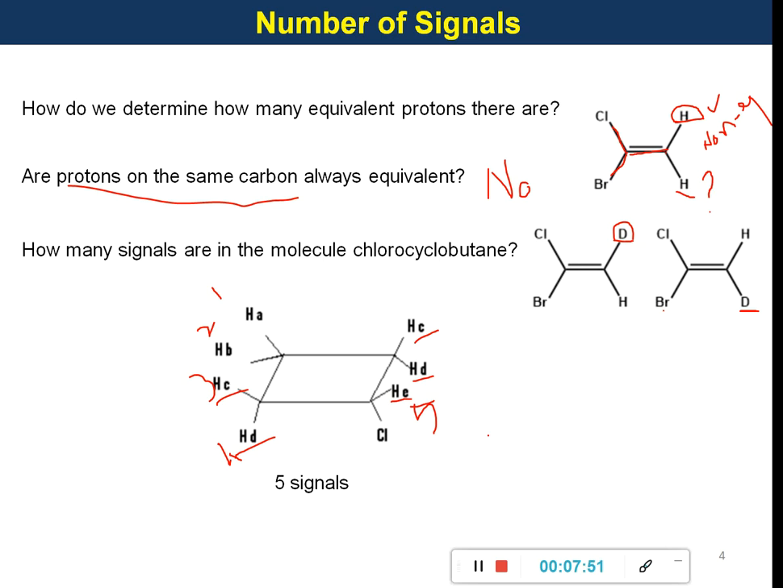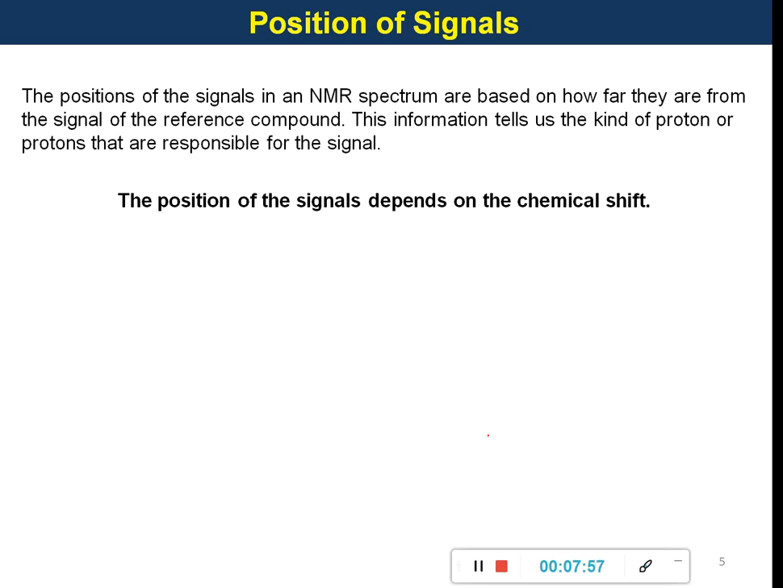So after checking the equivalent carbons, the number of carbons, then we have to check for its position. So the position of the signal is also very important. The position of the signals in an NMR spectrum is based on how far they are from the signal of the reference compound. So this information tells us what kind of proton or protons are responsible for the particular signal. So TMS is normally used as reference.